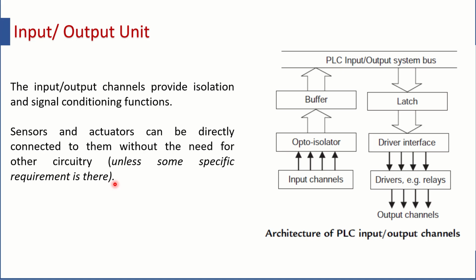Suppose it can take a maximum of 5 volt as an input signal and you are trying to put in 240 volt AC. Earlier it was 5 volt DC, and now you are trying to put 240 volt, AC, then definitely your input card will be destroyed. So you need to be very sure about that.